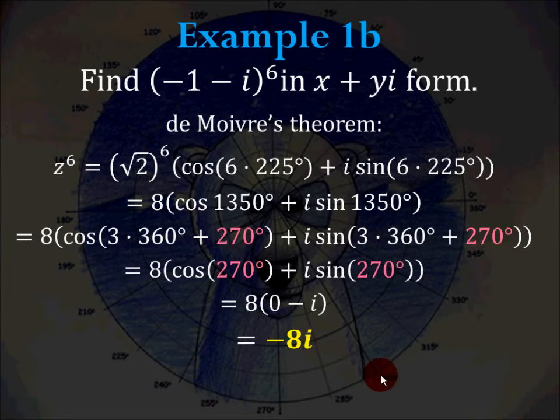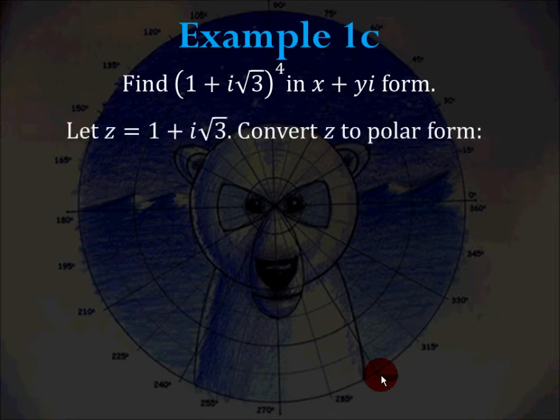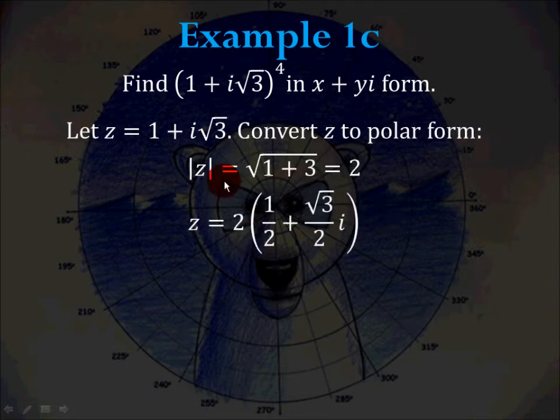Example 1c. Go ahead and attempt this problem yourself and then check to see how you did. Alright, so let's call z 1 plus i radical 3. We're going to first convert it to polar form. So first you have to find r, or the absolute value of z. In this case, it's 1 squared plus radical 3 squared on the inside of the radical. So radical 4, which is 2. So r is 2. Factor out a 2 from the 1 plus i root 3. And so left inside, you have 1/2 plus radical 3 over 2 i.